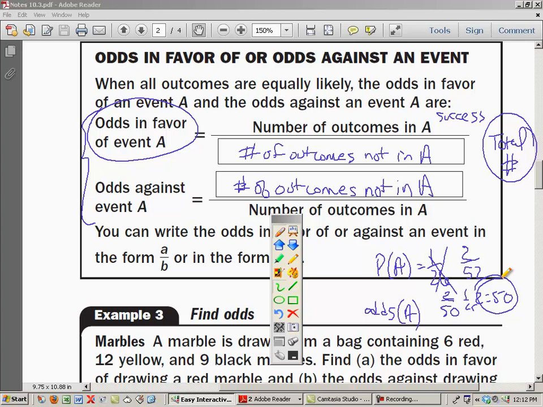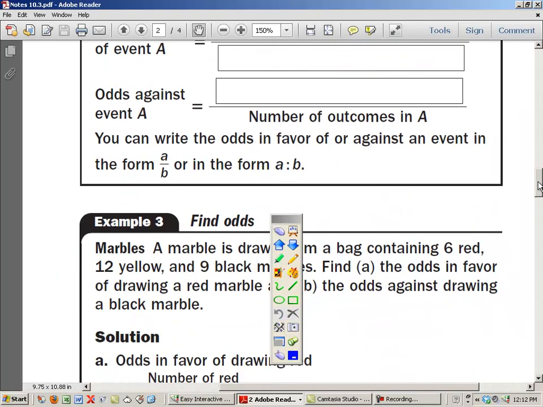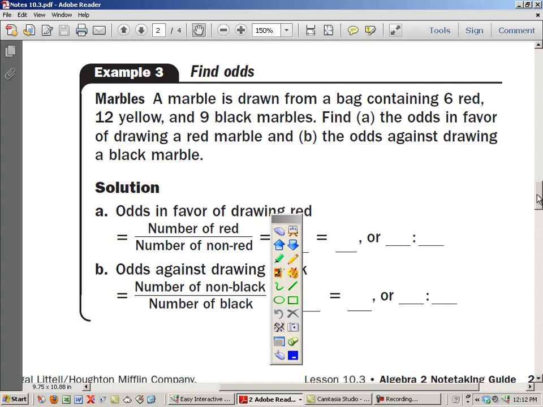Again, when we're talking about odds, we're talking about comparing the 2 quantities individually, not the total. And I feel like I'm really belaboring that point, but I want to make sure that you guys get the difference between odds and probabilities.